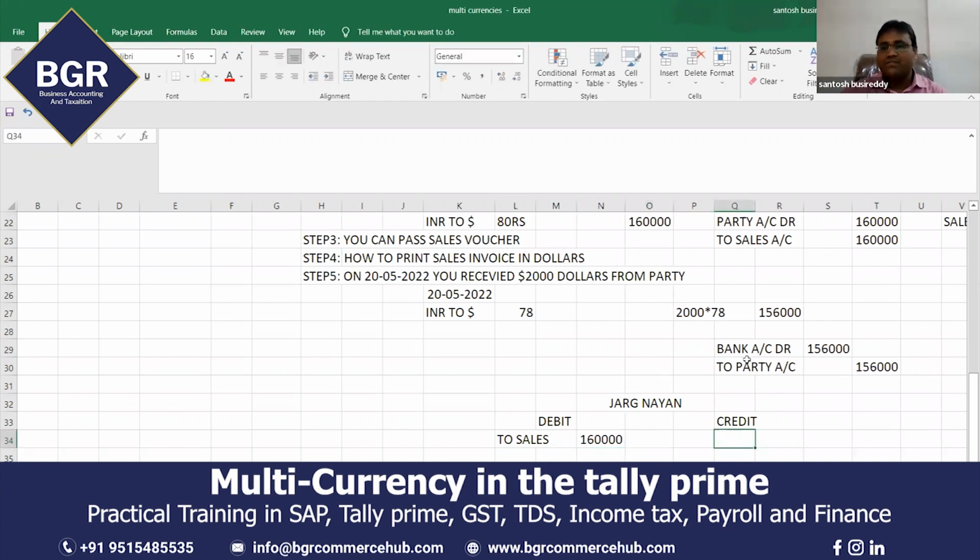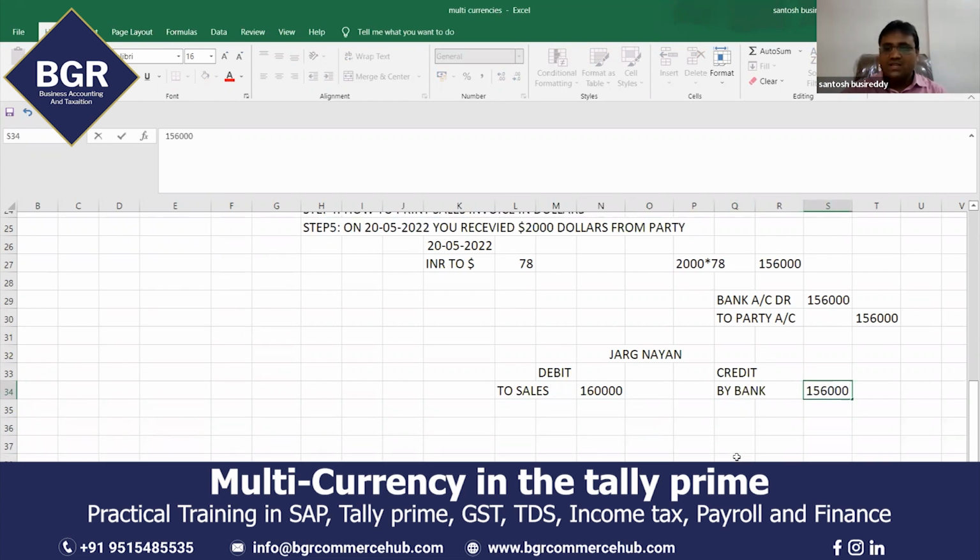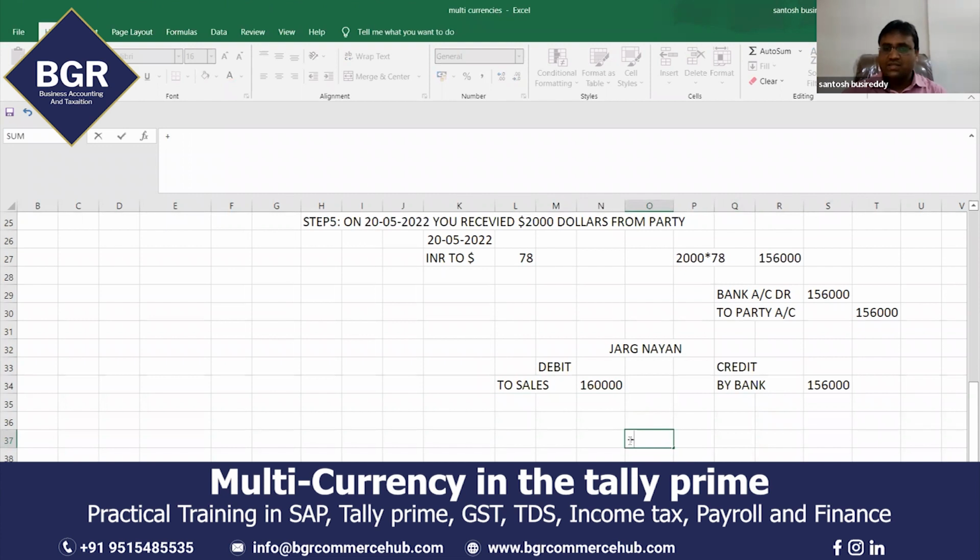What is the credit? By bank. How much did you receive by bank? Only 1,56,000. So what is the ledger balance? 1,60,000 minus 1,56,000. What is the difference? 4,000. This difference we will call a foreign exchange loss. This loss you have to book into Tally.